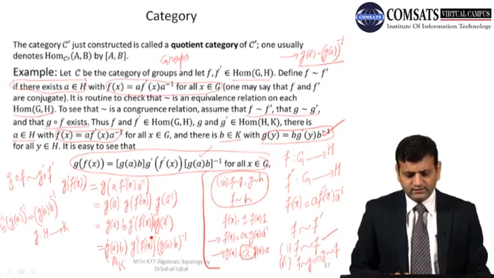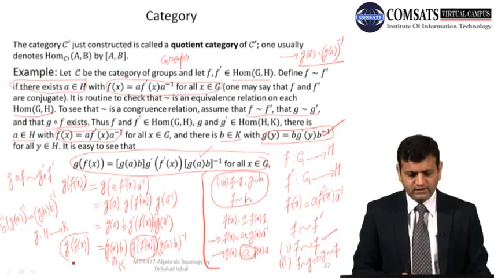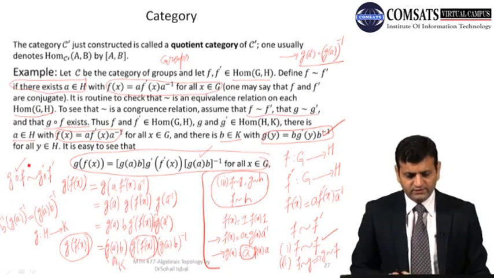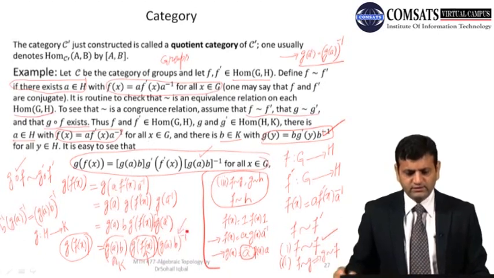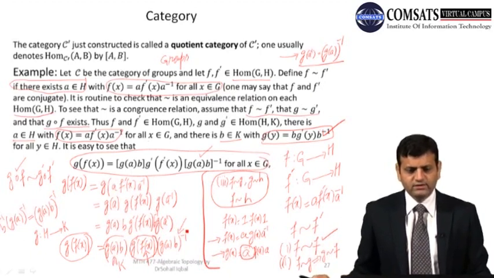So basically we can say from here that G of F of X is equal to this element. In other words, this function is G circle F, and this function in the middle is G prime circle F prime. So these are equivalent functions, because this function is equal to some element of K, times G prime composed with F prime, times the inverse of the same element. So we can say that this defines a congruence on the category C.